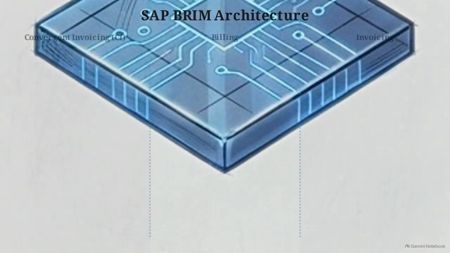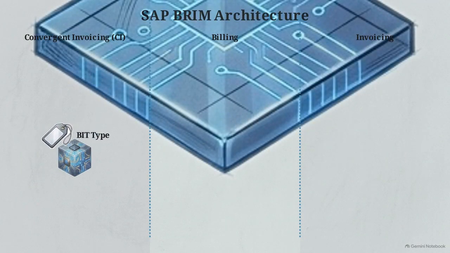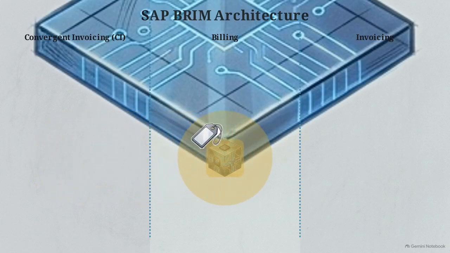In the SAP BRIM architecture, this translation happens inside convergent invoicing, or CI. The core mechanism driving this translation is the billable item type, or bit type. It is the specific identifier that assigns financial meaning to a raw network event.